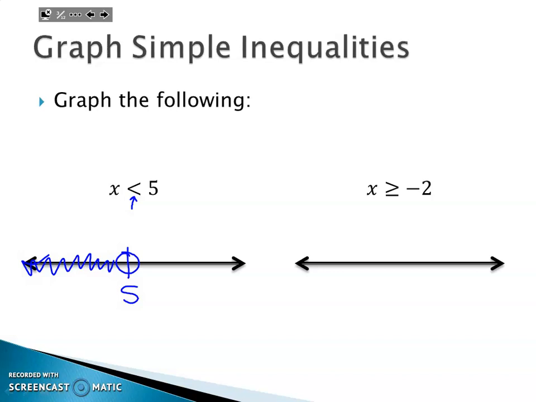Okay, so this one is x greater than or equal to -2, so I'm going to write -2 down there. This time, what kind of circle am I going to have? Well, I am including -2, so I'm going to have a closed circle. And it's greater than, so our numbers that are greater than -2 are over here. So I'm going to do my squiggle line over to the right.